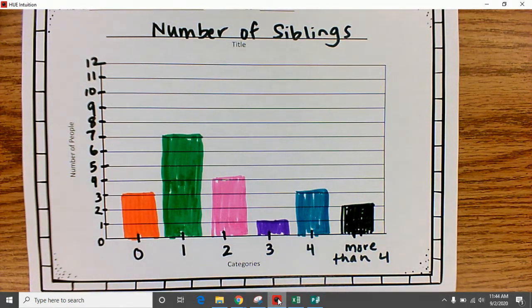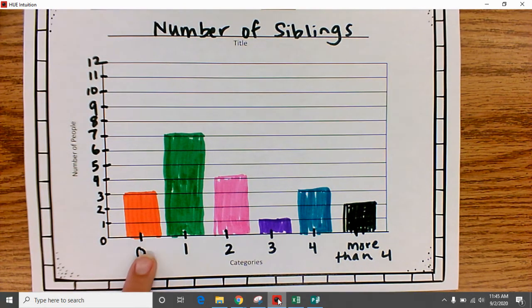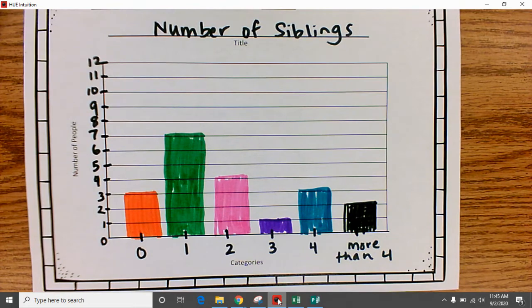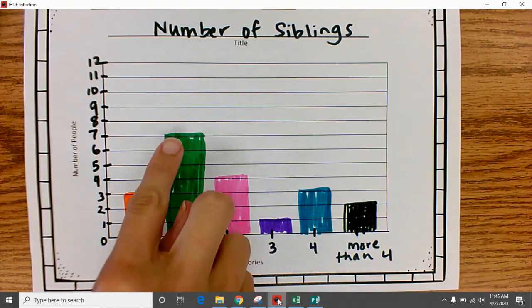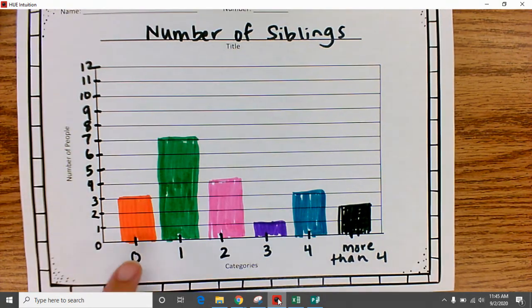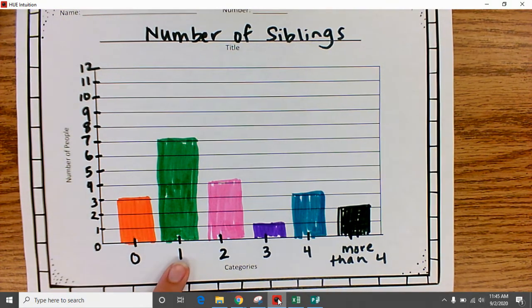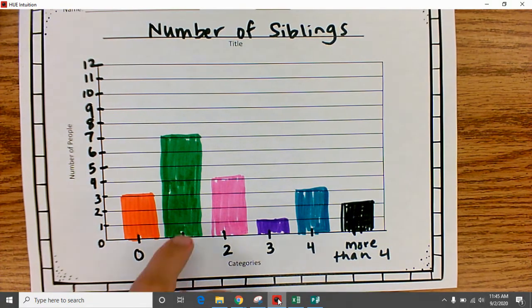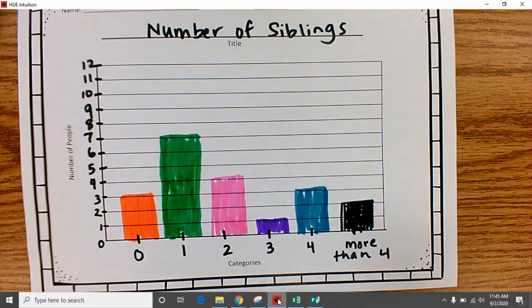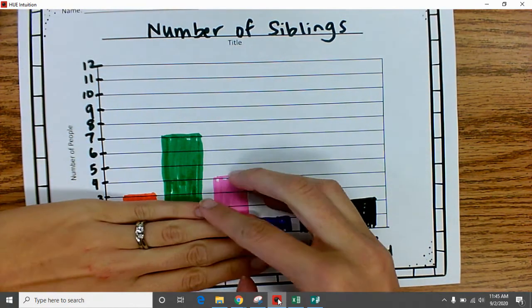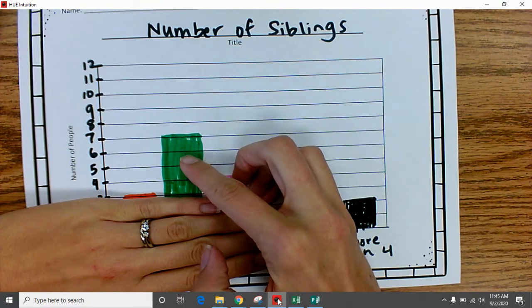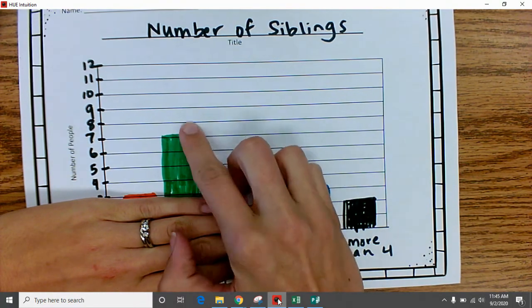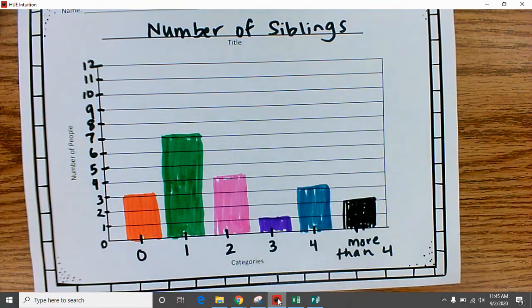You could also answer a question like this. How many more people have 1 sibling than 0 siblings? How many more? Well, 7 people have 1 sibling and only 3 have 0. So 4 more people have 1 sibling than 0. I can see the bar graph makes it really easy to see the extra 4 people. 1, 2, 3, 4. These are the 4 more people that have 1 than 0.